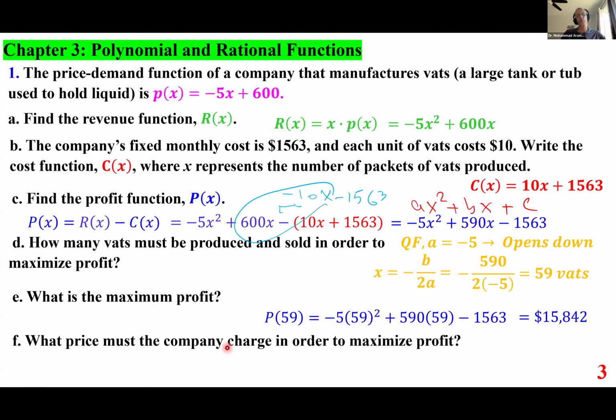What price must the company charge in order to maximize profit? We go back to the price function. We decided the number of units should be 59. We are going to replace the x: minus 5 times 59 plus 600 is $305. So that would be the price that we charge per unit to maximize profit.